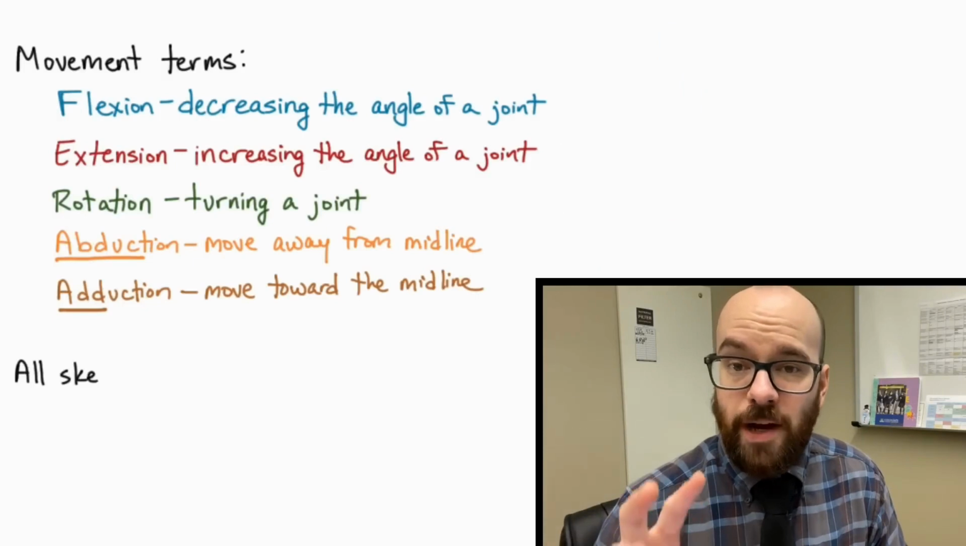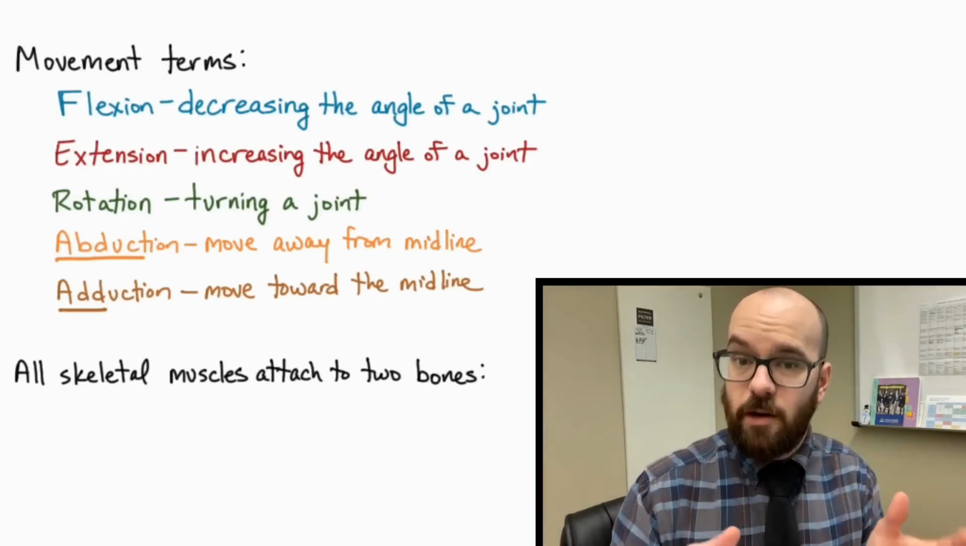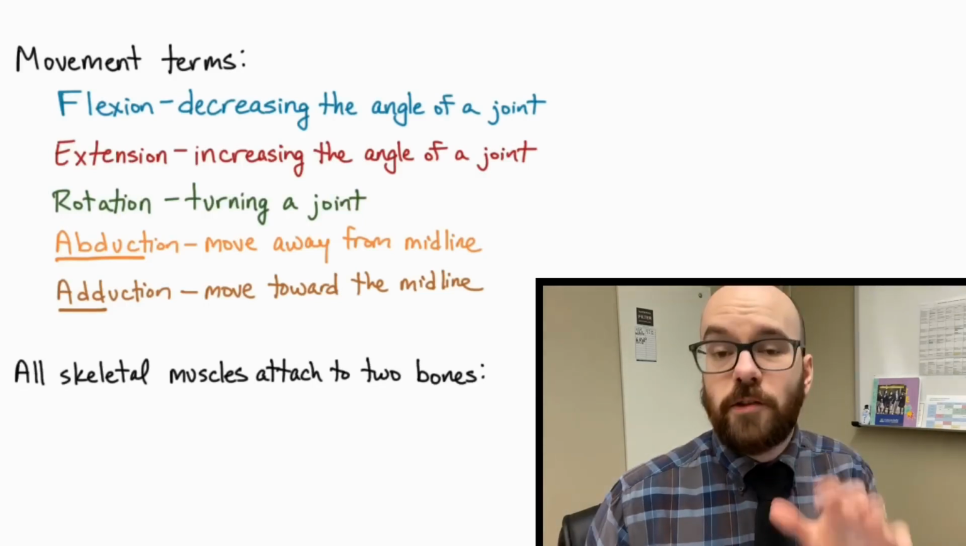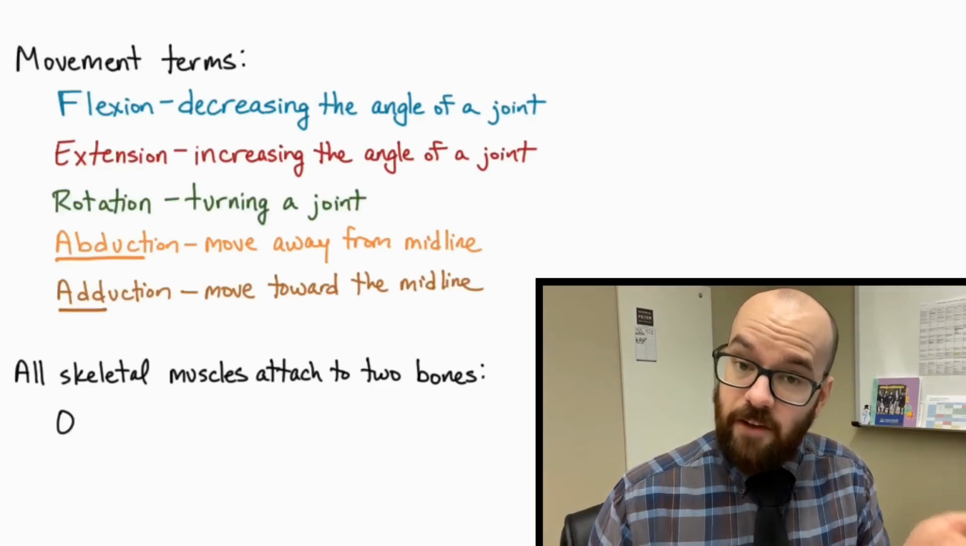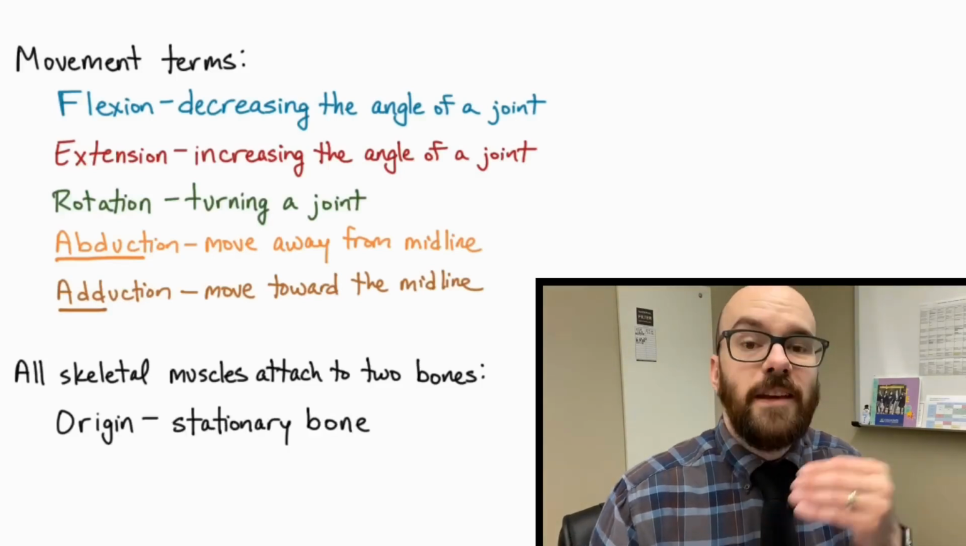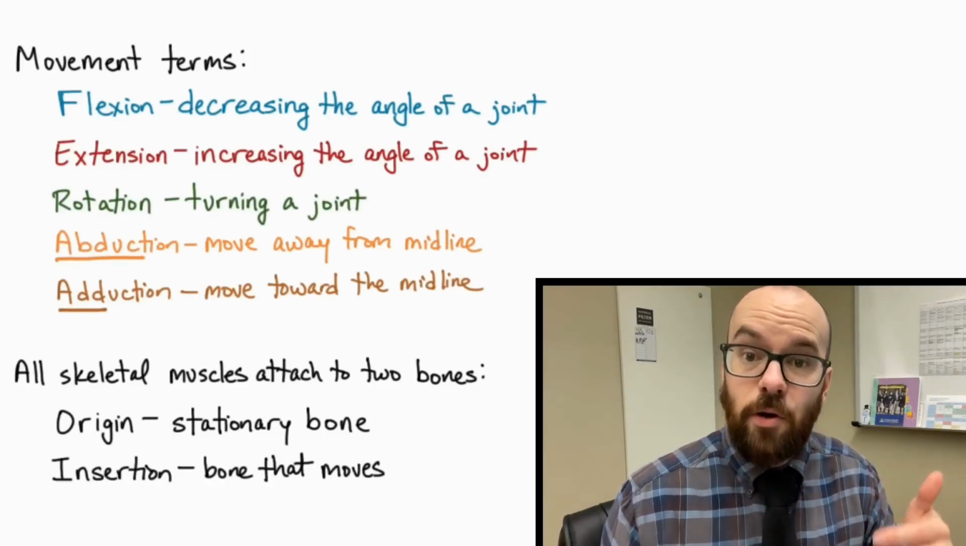Now, all muscles in your body connect to at least 2 points. Usually those are bones, and in all the examples we look at here, these muscles will connect to different bones in the body to pull on them and cause us to move. The 2 bones that the muscles connect to have names. We have the origin, and this is going to be whatever bone the muscle attaches to that doesn't move. The opposite of that is the insertion. The insertion is going to be the bone that does move.